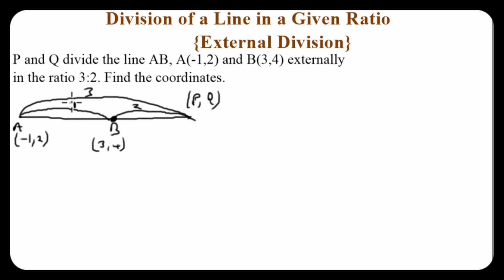So what I've just done is basic logic. If from A to this last point is 3, and from B to this point is 2, then definitely from A to B will simply be 3 minus 2, which is 1.